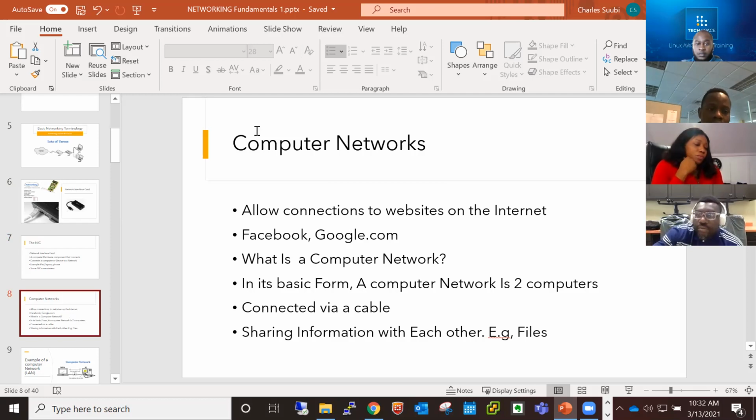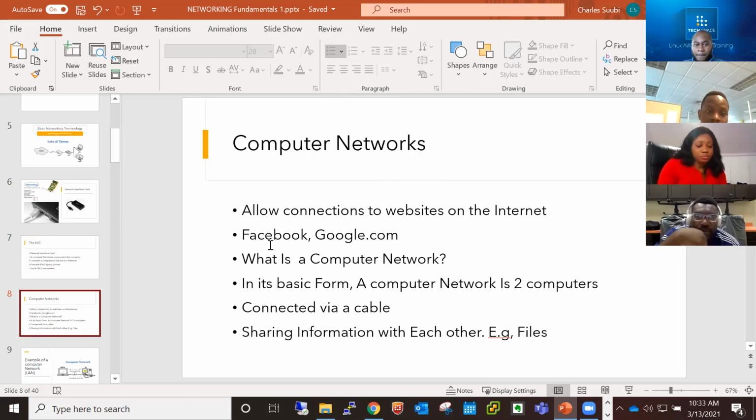All right, guys. Now let's talk about computer networks. So what do computer networks actually do? Just like how you can go on LinkedIn and set up your account and say, guess what? I'm trying to network so that I can get a job. That means you're trying to connect to people. But in this case, when you say computer networks, it's not a people network. It's a network of devices. It's a network of computers. And this allows connections to websites on the internet.